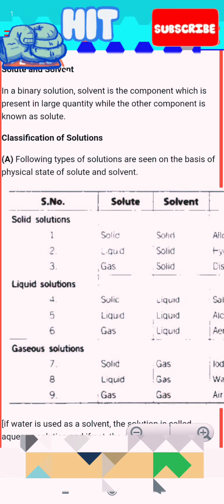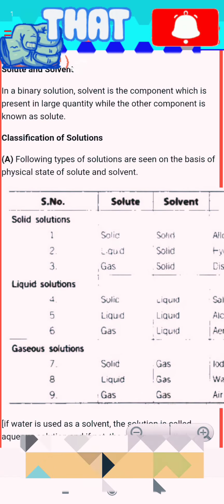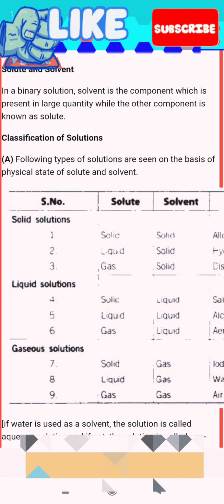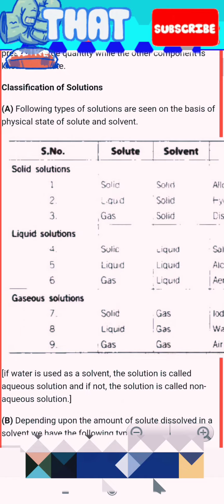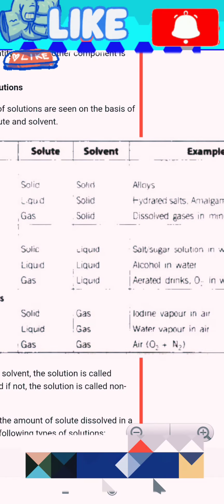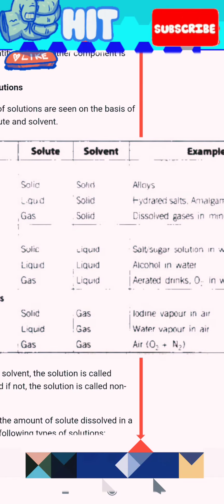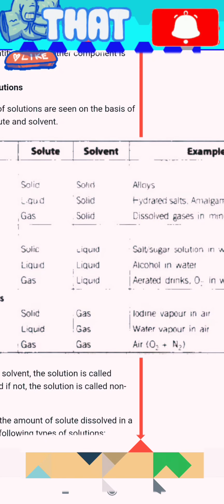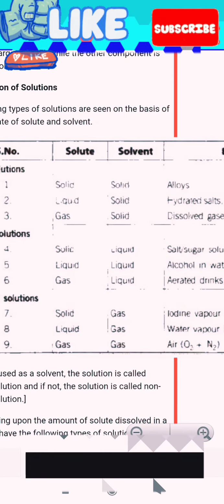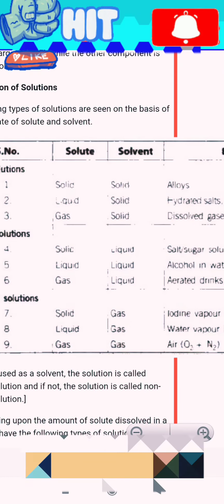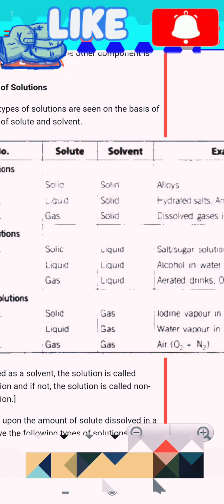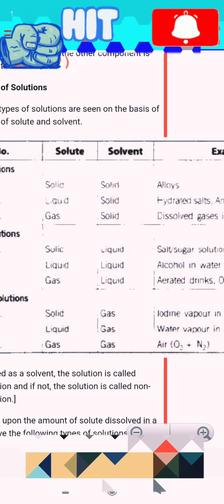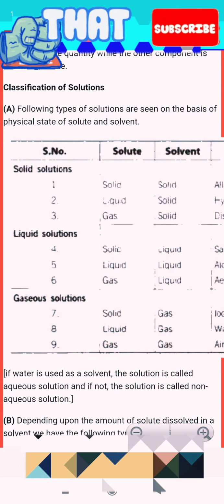Third one is the gaseous solution, in which all the solvents will be gases while solute will be different. When solute is solid and solvent is gas, that is iodine vapor in air. If solute is liquid and solvent is gas, then water vapor in air, and third, both are gas, then air. O2 and N2 is the mixture of gases.